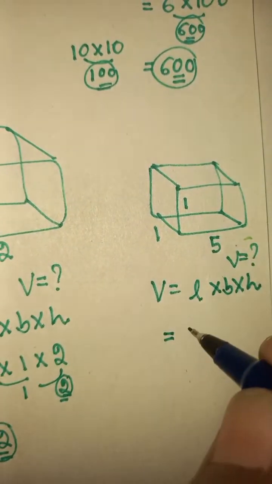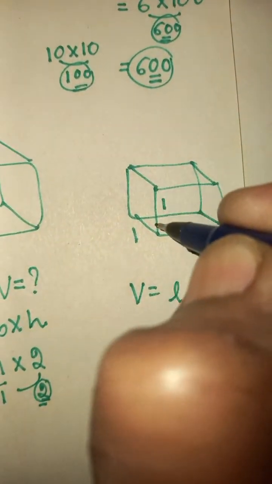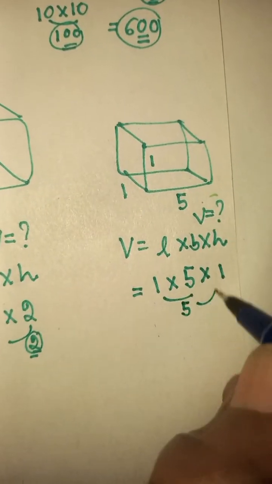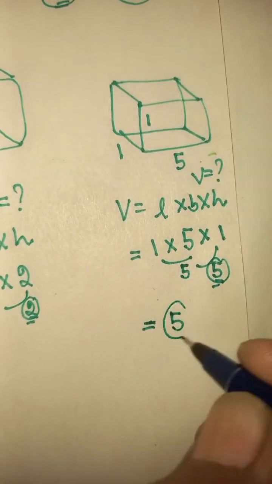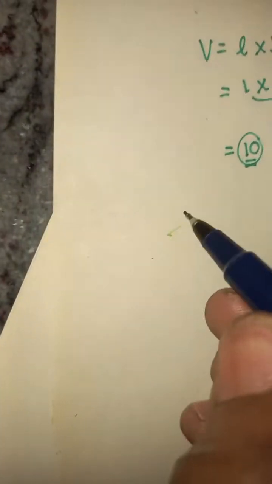This is length 1 unit, breadth 5 units, height 1 unit. Now 1 times 5 is 5, 5 times 1 is again 5. So 5 cubic units is the volume of that small cube. Let's take a very big cube.